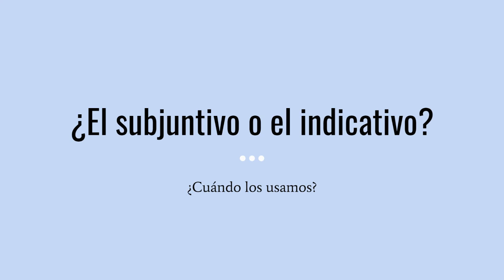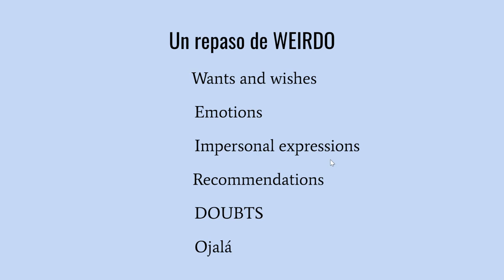So that's where we are now, okay? This is the formula we've been following. This is what we've been getting used to over the last few weeks. We're going to do a quick review here of WEIRDO, okay? So the W, wants and wishes, E for emotions, I for impersonal expressions, R for recommendations, D for doubts, and well, that's bold-faced. That's all caps there. We'll get to that in a minute. And then O for ojalá.